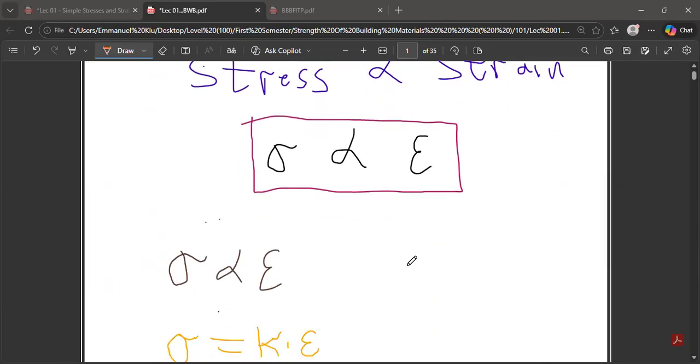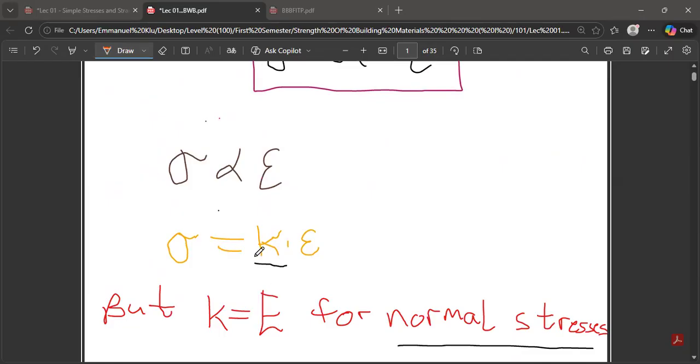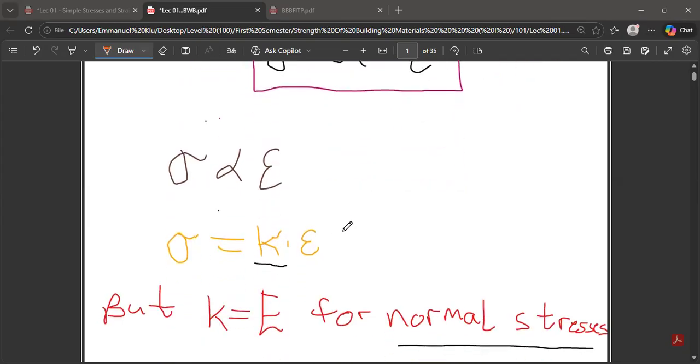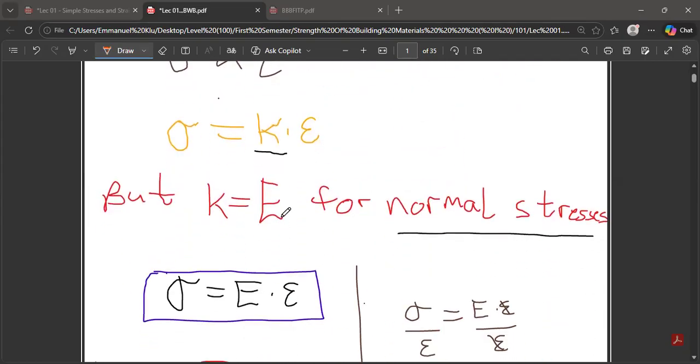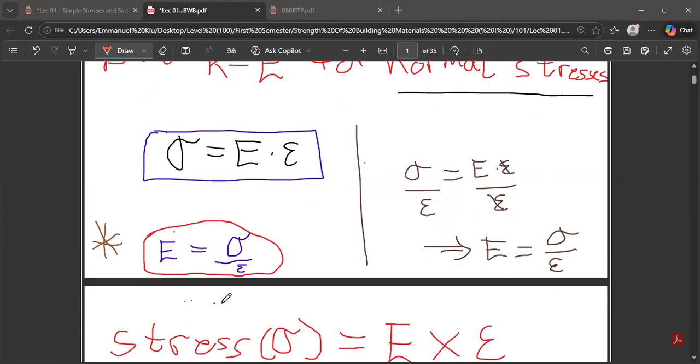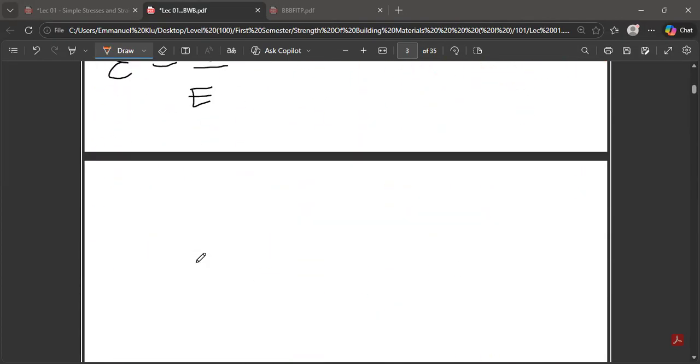Out of that, he was able to come out with this formula, and that is what is even helping we engineers in real life today. Okay, so he says stress is directly proportional to strain, but for normal stresses, our K is equal to our E. So at the end of the day, we had this as our general rule, and from that, you realize that we can make E the subject. Okay, good. So let's proceed.